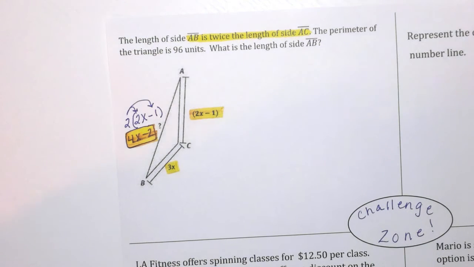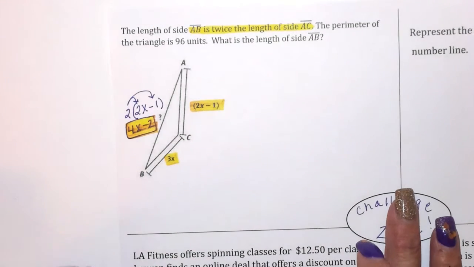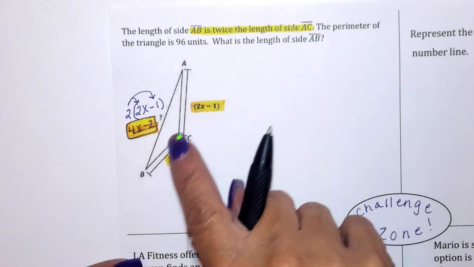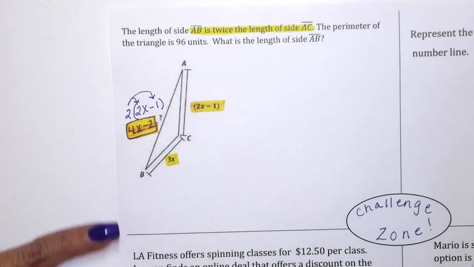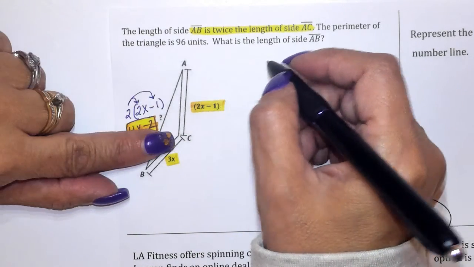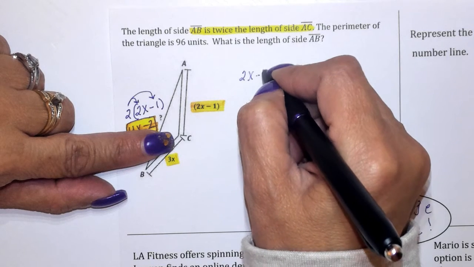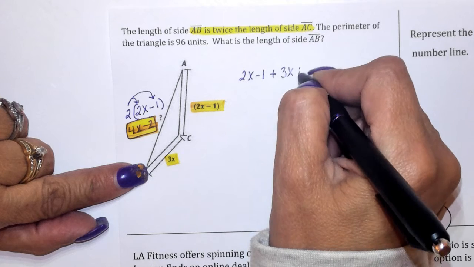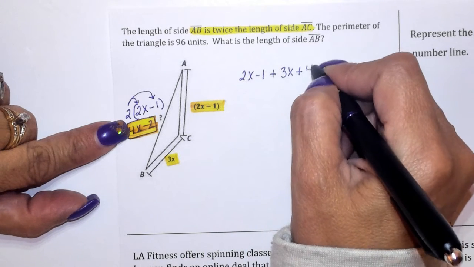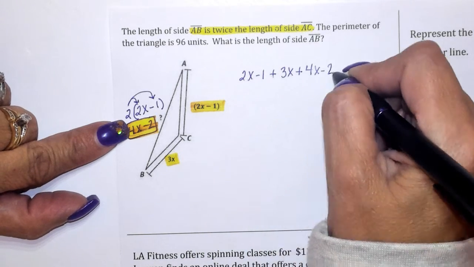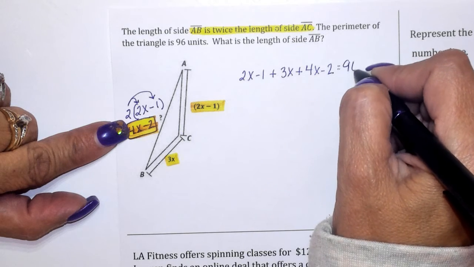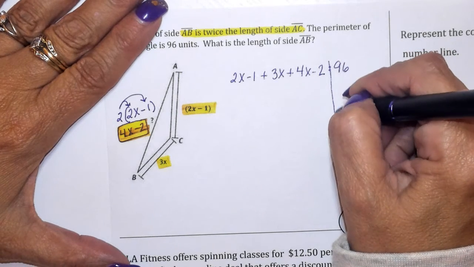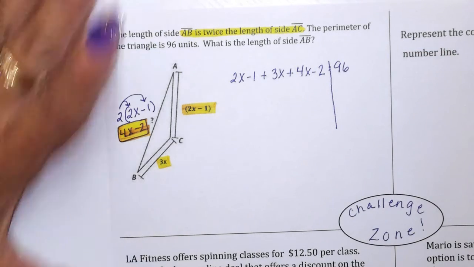Can I figure out the length of AB? Absolutely. If I walk around the outside edges, what does it add up to? 96. Let's walk. Let's go 2x minus 1 plus 3x plus 4x minus 2. I know that when I do that, it adds up to 96 units. Pause your video and see if you can do that without having me work it. I'm going to keep working it.